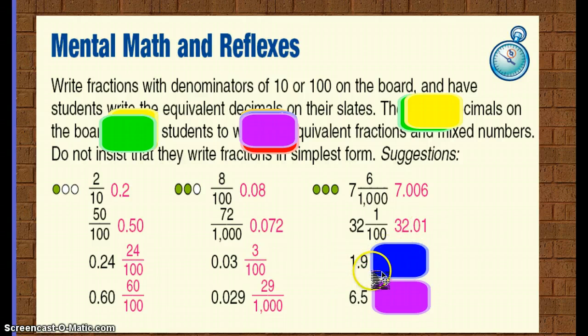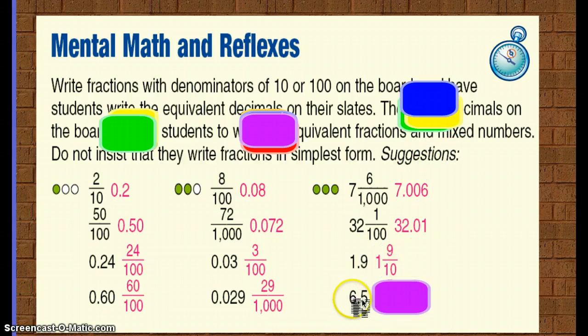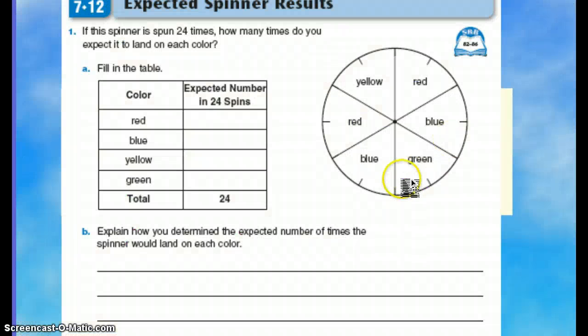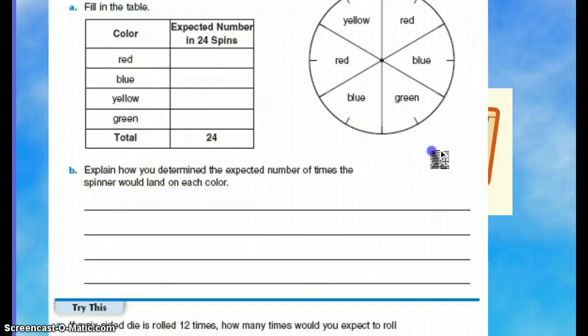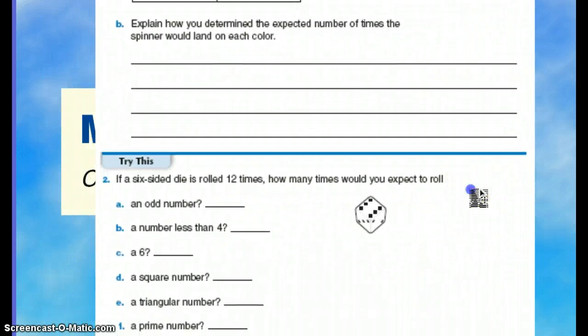1 and 9/10, 1 is the whole number, and then 9 over 10 as our fraction. And 6 and 5/10 is written as 6 is a whole number, and the fraction is 5/10. 7-12 is going to be in your math journal, and it's page 213.